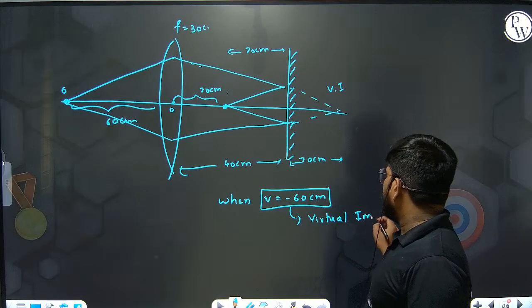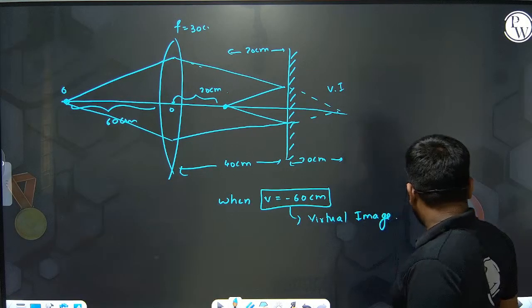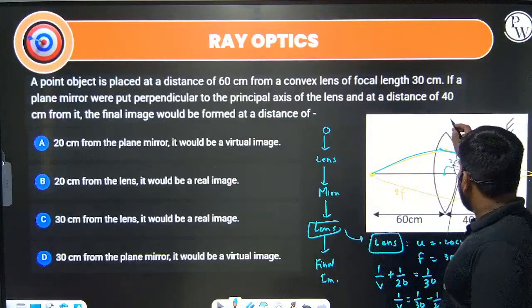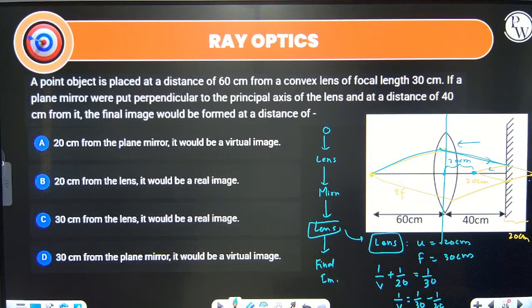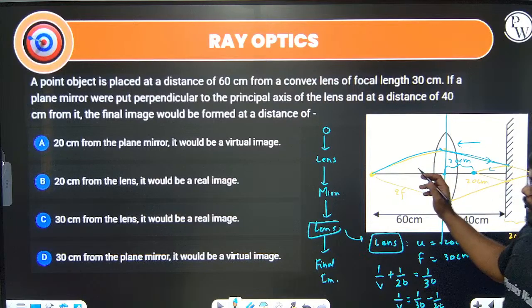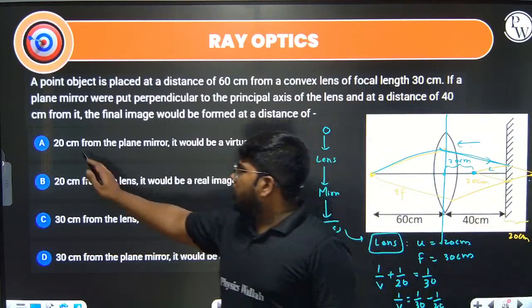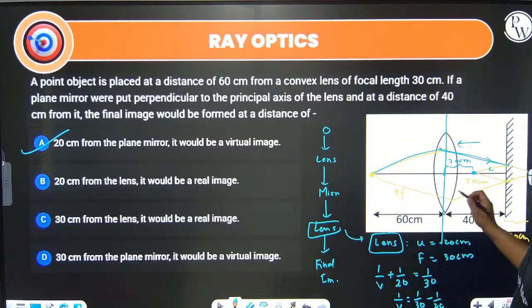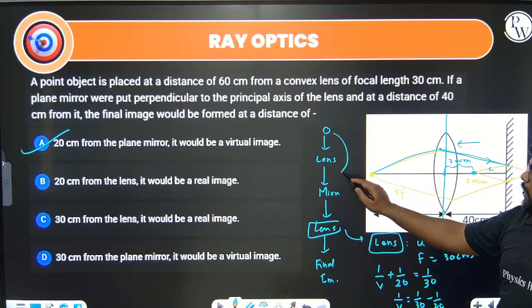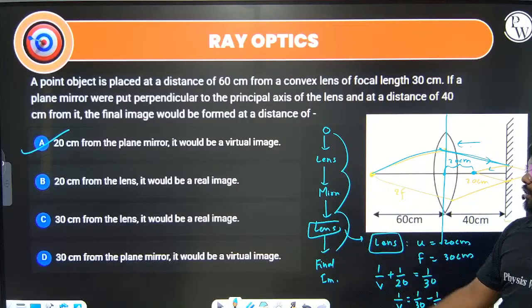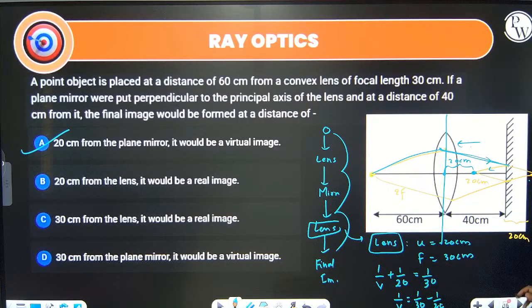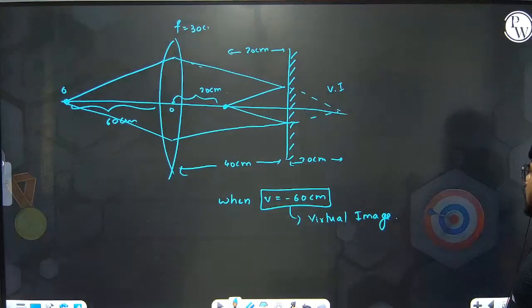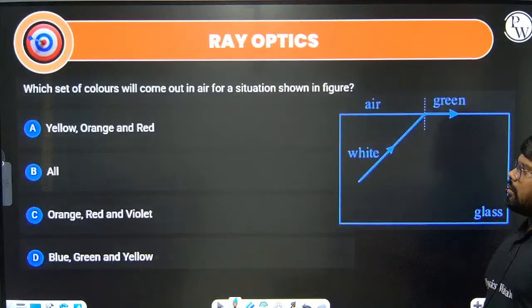Virtual image it is, and we have to look for the distance from here minus 60 if you are going. So from the mirror it is going to be how much? From the mirror it would be 20 centimeters. Okay, so step by step we are following. First the lens is forming, then the mirror is forming, then again the lens is forming. These things are happening here. So this is a little bit again imaginative based question.